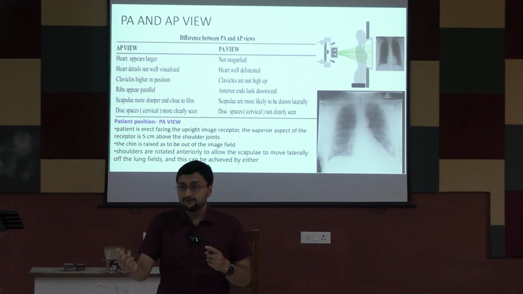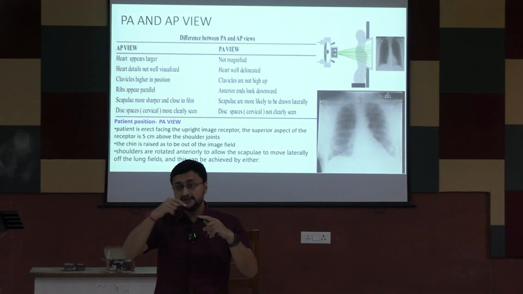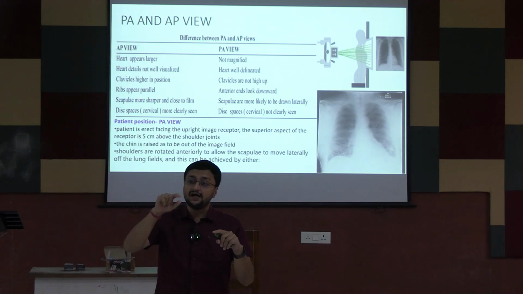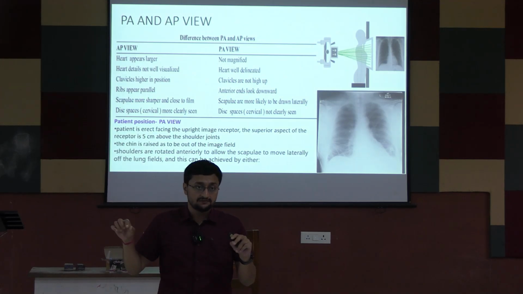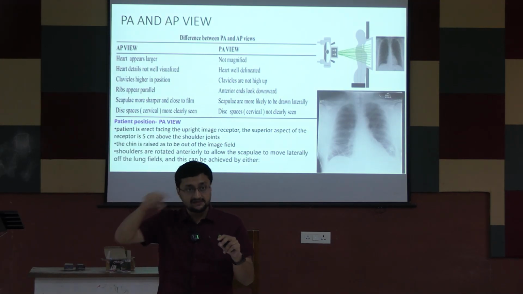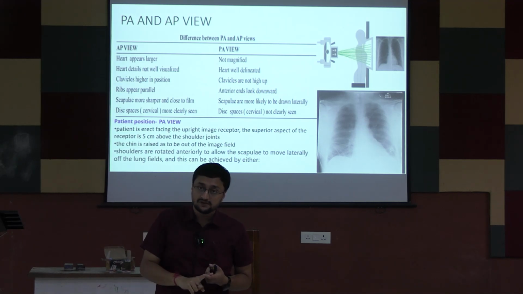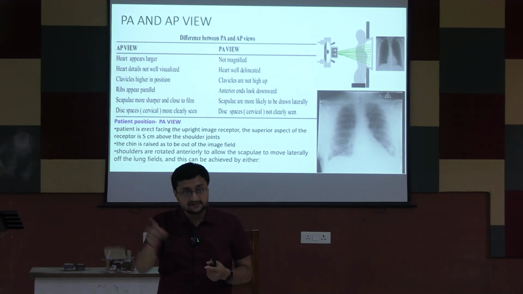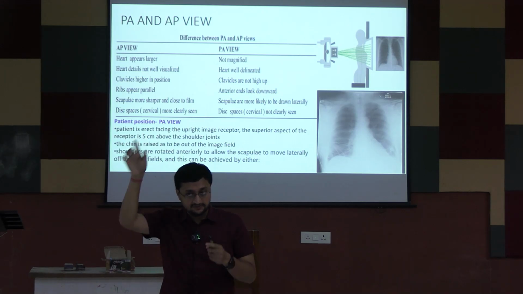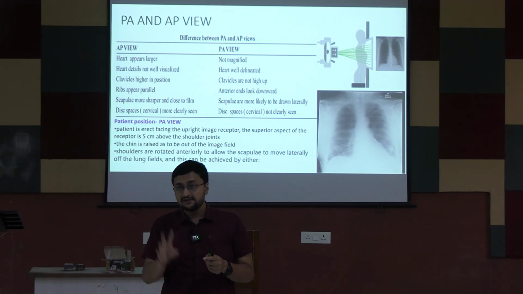And in case of AP view, the ribs are in a parallel position, just like these lines, ribs. But in PA view, the ribs are not parallel, but concave. So just like that. Second point.